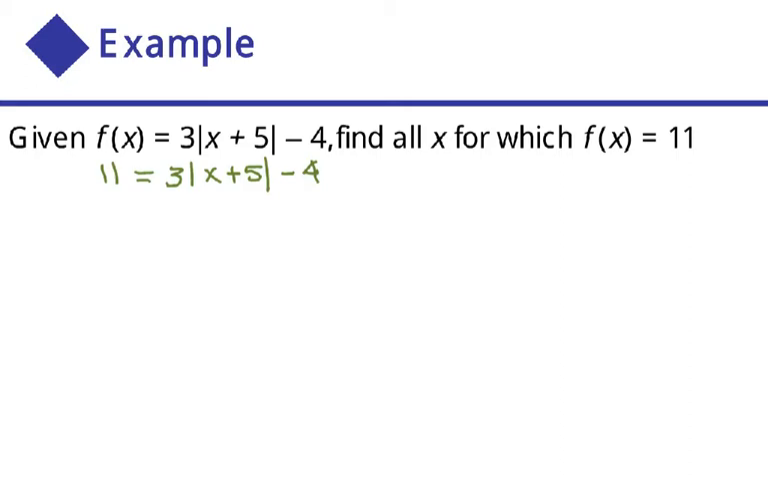And now I want to get the absolute value of the algebraic expression all by itself on one side. And then I can solve it just like I solved the 2 on the last slide. So I'm going to add 4 to both sides, and I get 15 equals 3 times the absolute value of x plus 5. And I'll divide both sides by 3, and I'll get 5 equals the absolute value of x plus 5.